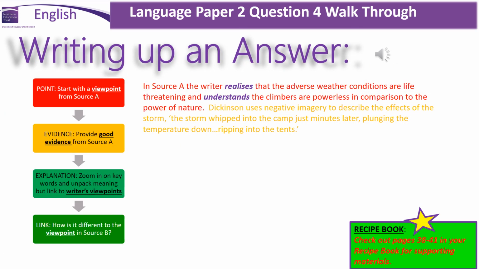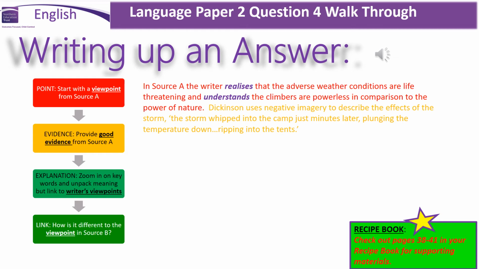So now that we've read through it, I'd like us to write up an answer together. So we start with a point from source A and we start with a viewpoint. So this is the viewpoint that I have created. In source A, the writer realises that the adverse weather conditions are life-threatening and understands the climbers are powerless in comparison to the power of nature.